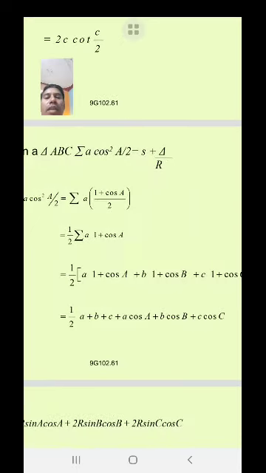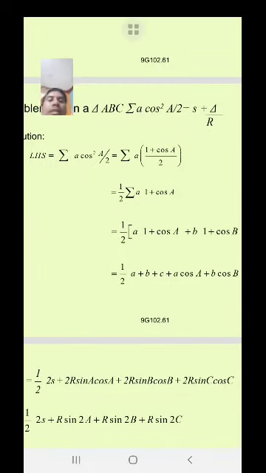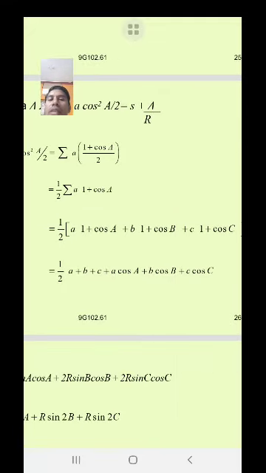In a triangle ABC, sigma of a into cos square A by 2 equals s plus delta by r. So take the LHS, sigma of a into cos square A by 2 equals sigma of a into (1 plus cos A) by 2. So if we take the 1 by 2 common, sigma of a into (1 plus cos A). Here 1 plus cos A should be in a bracket.